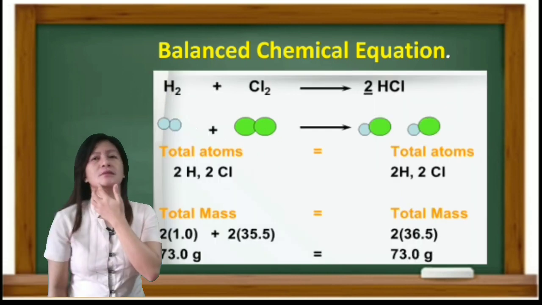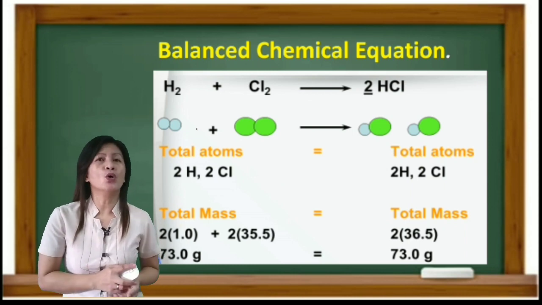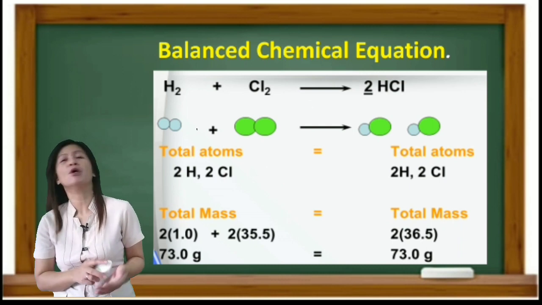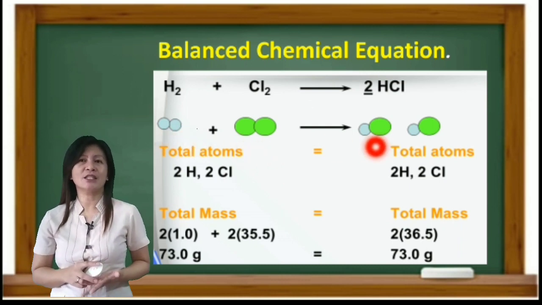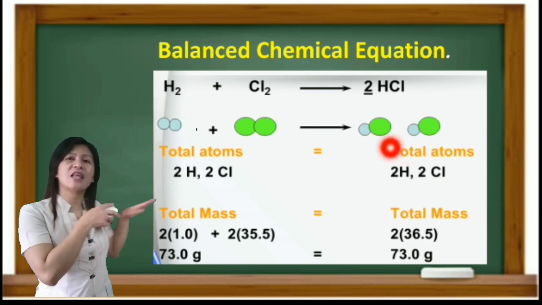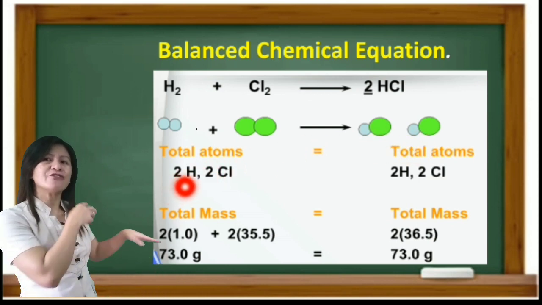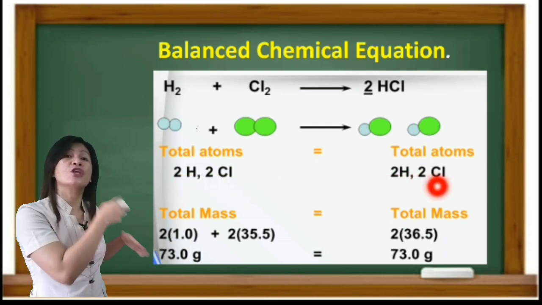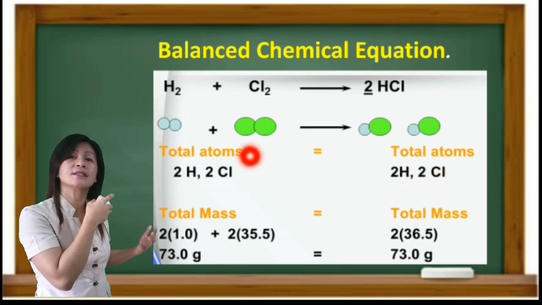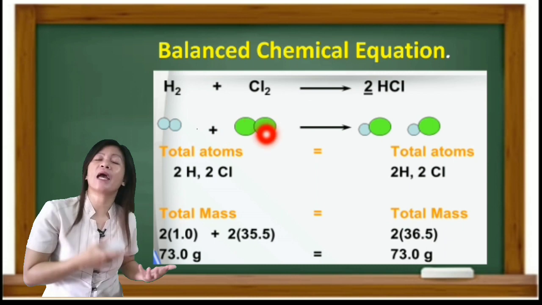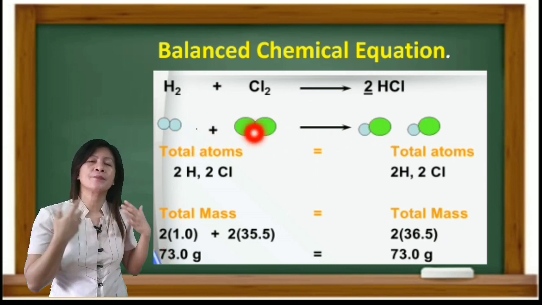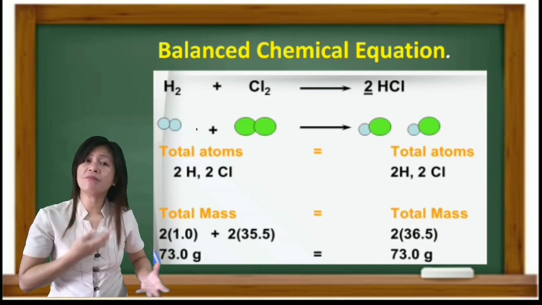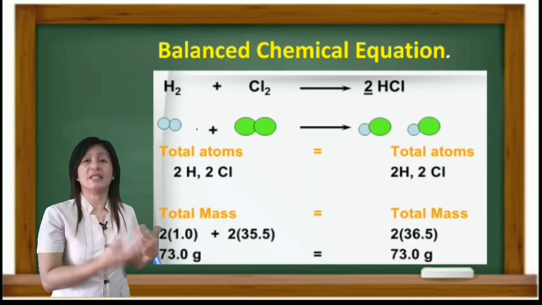In another way, let's have this example. 1 mole or 1 molecule of hydrogen reacts with 1 molecule of chlorine to form 2 molecules of hydrochloric acid or hydrogen chloride. So we have 2 hydrogen atoms on the left side of the equation and 2 chlorine atoms. After the reaction, we have the same number of hydrogen and chlorine atoms, but the arrangement of atoms was altered. So again, chemical reaction only causes atoms to be rearranged, but they are the same. They are neither created nor destroyed.